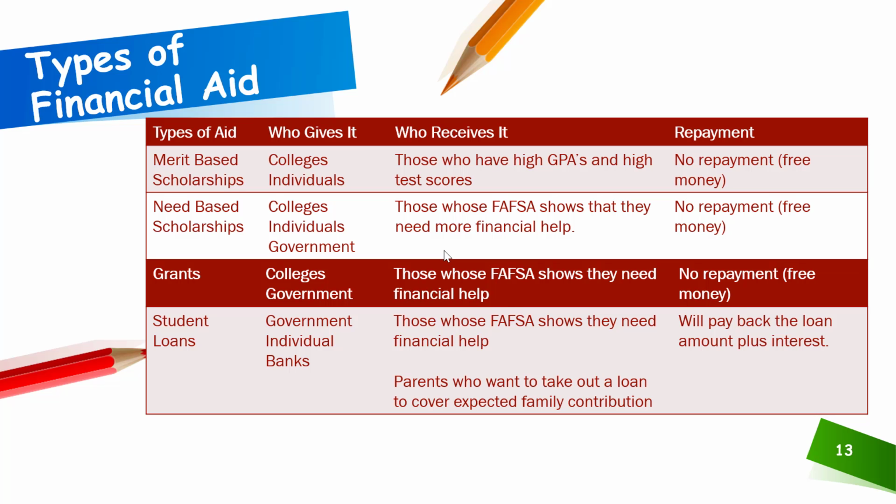Then there are grants. Colleges and our government will give out grant money for those who show that they have a financial need based on their FAFSA data. So that's another free money, you don't have to pay it back. Last but not least, the dreaded student loans. These you do have to pay back, and you pay them back with interest. The government awards student loans, and there are individual banks who will award student loans. So sometimes parents need to take out a loan to cover the gap between what the school is going to offer and that kind of thing. So it's just some extra money to help cover that gap.